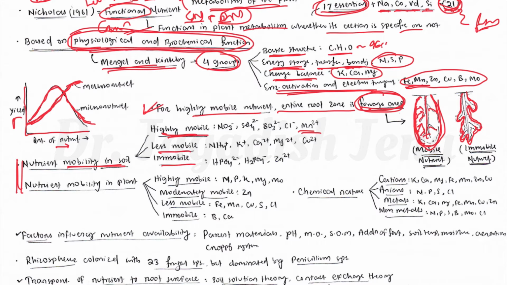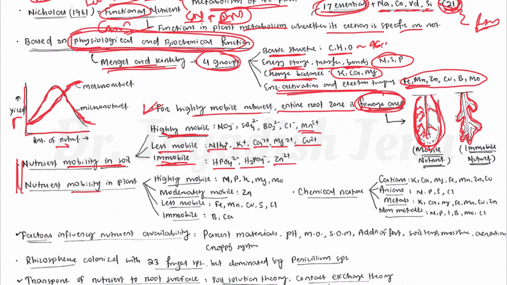Then less mobile nutrient, all the cationic charge nutrients, all the nutrients taken up in the form of cation, they are less mobile nutrient because they can be attracted to the soil clay complex, and the mobility is hindered. Then immobile nutrient, only two: phosphorus and zinc. They are immobile in soil.